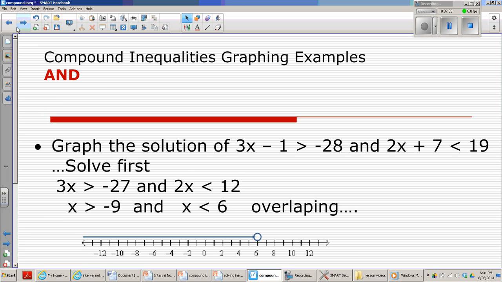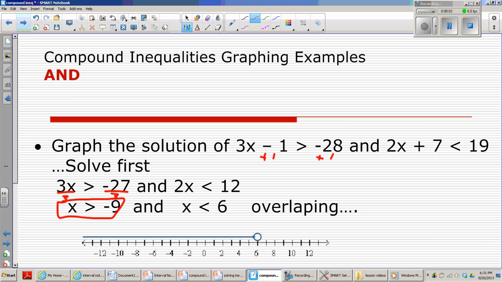Let's look at another example. Not every inequality is going to be completely solved. So the first thing we would have to do is to solve each inequality. This is still an AND situation. But we would solve as we normally would. We would add 1 to both sides. So we get 3x is greater than -27. We would divide each side by 3 and end up with x is greater than -9.